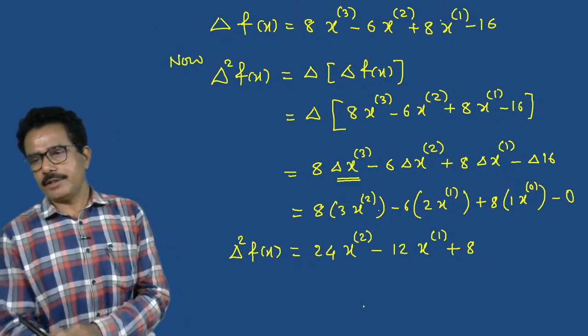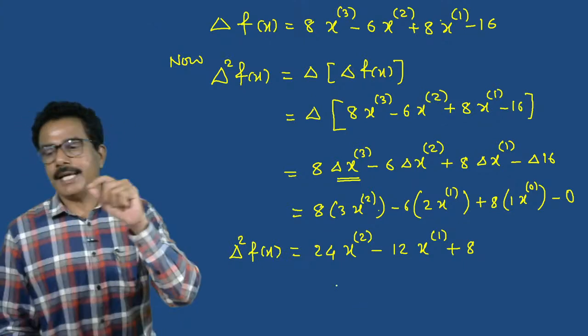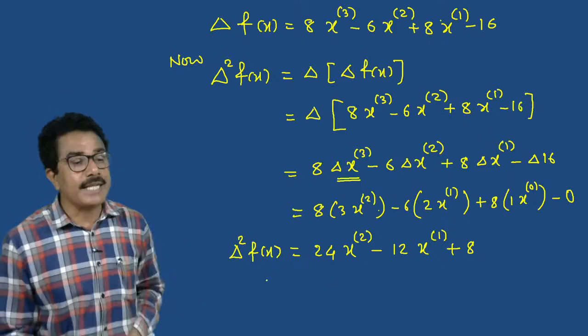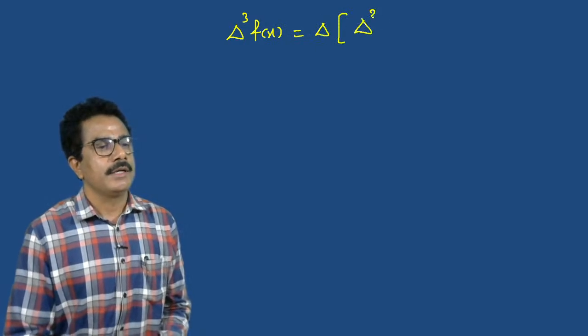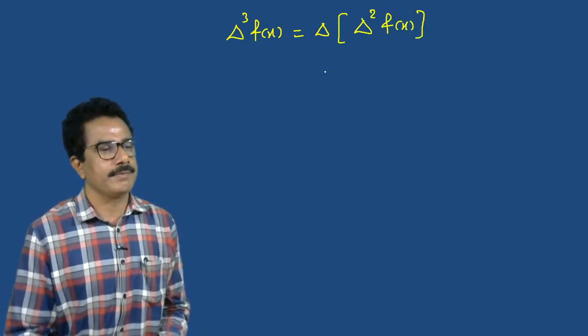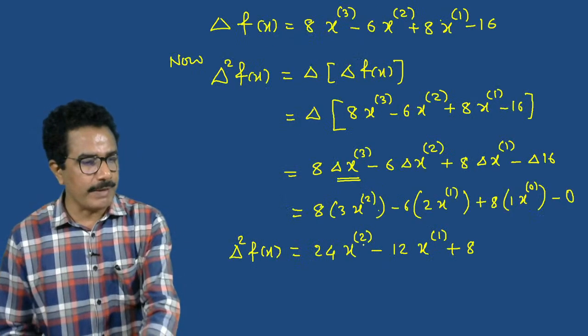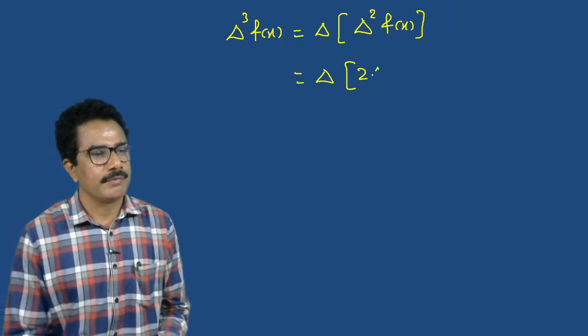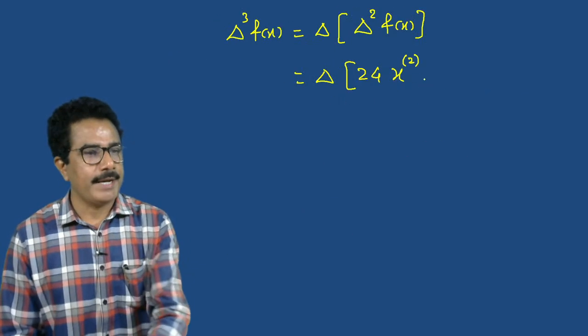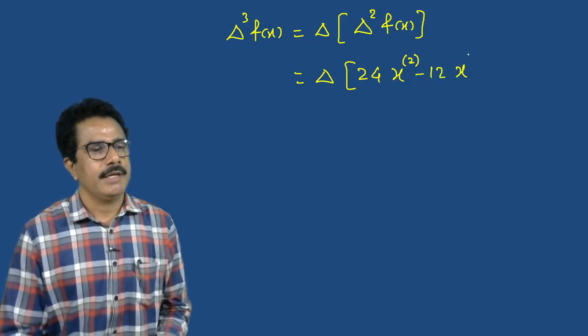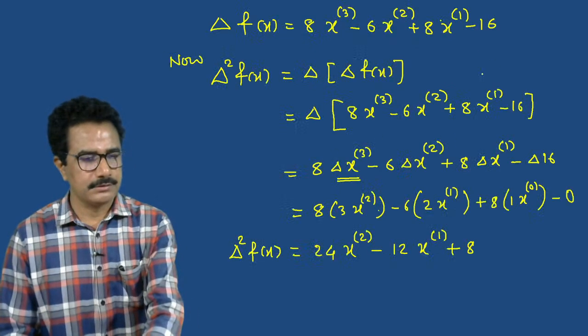हाँ बरोबर आहे. व्हेरी गुड. आता सर्व स्टुडंटनी डेल्टा 3 f of x काढा. सो डेल्टा क्यूब f of x इक्वल्स टू delta of delta square f of x. So delta of delta square f of x, put this value 24x raised to 2 factorial minus 12x raised to 1 factorial plus 8.